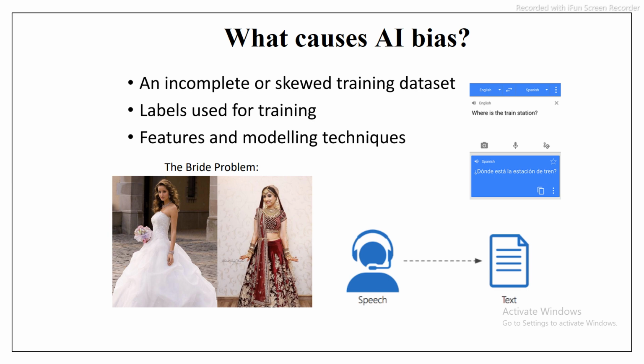You will see that Google initially used to train the data this way. Now they have developed a system using reinforcement learning, so whenever they see some kind of error, they rectify it. So this is the case of training data.